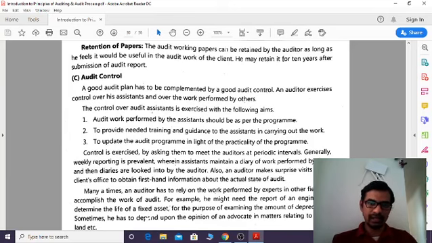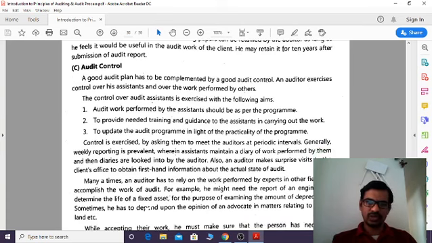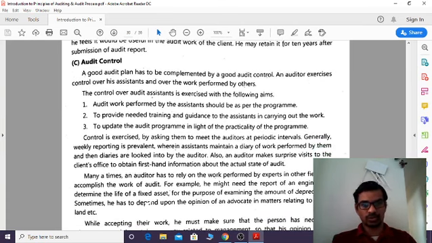He may retain it for 10 years after submission of the audit report. So a maximum of 10 years auditors can retain their audit control. A good audit plan has to be complemented by good audit control.